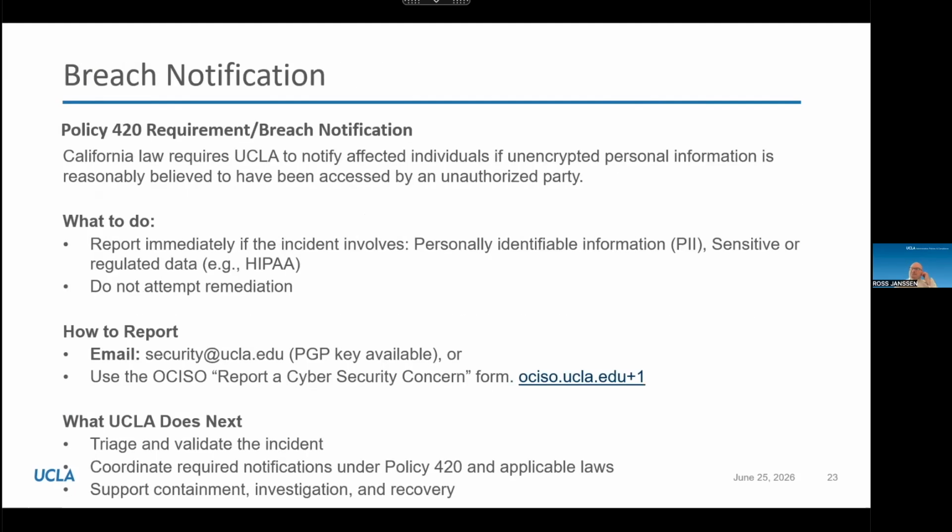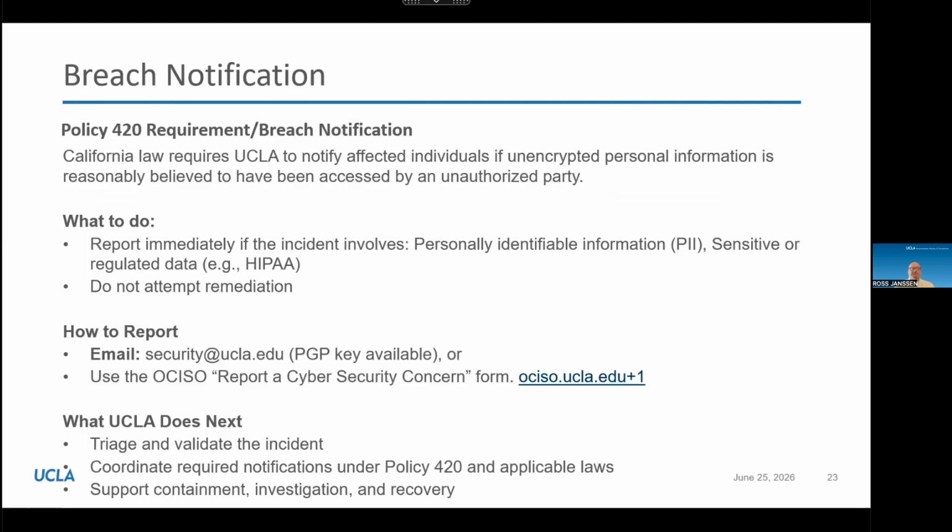So what happens if we do have an incident? We need to report them immediately, because California law requires that UCLA notifies affected individuals if the information is encrypted and it's reasonably believed to have been accessed by an unauthorized party.